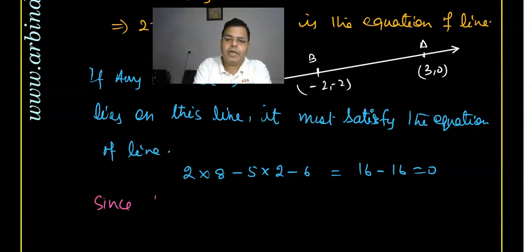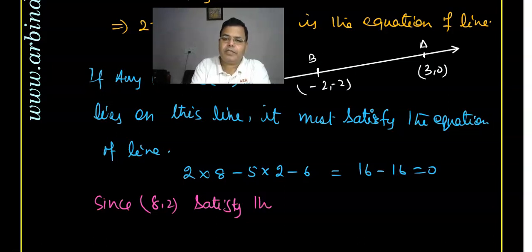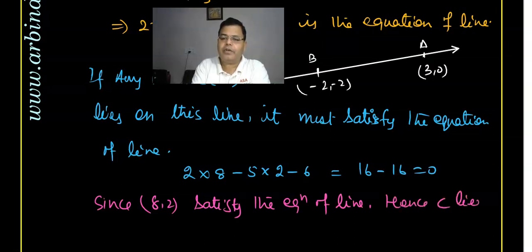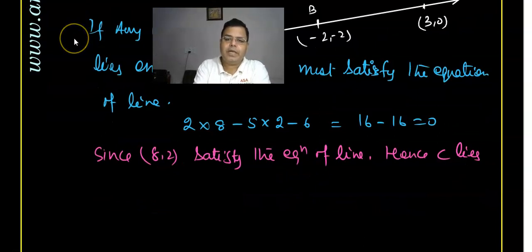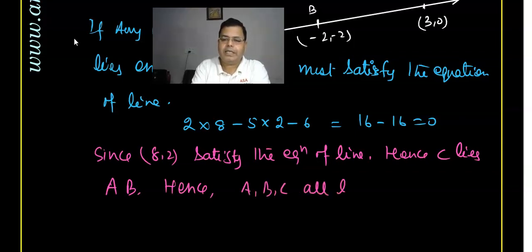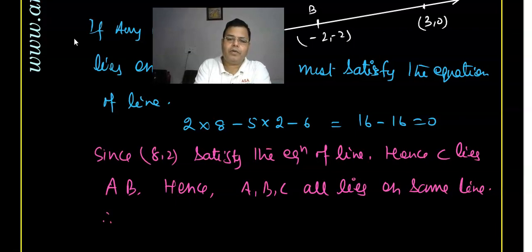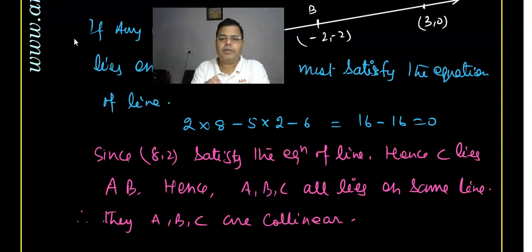Since 8, 2 satisfies the equation of the line, C lies on AB, and hence A, B, C all lie on the same line. And those which lie on the same line are called collinear. Therefore, A, B, C are collinear, because they lie on the same line. So this is all about this topic. I hope you got it and understand it well.